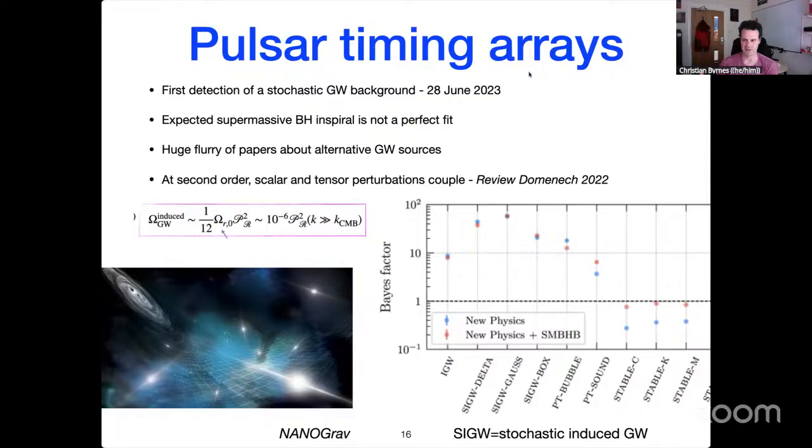The astrophysical expected signature is supermassive black hole binary inspirals, not seeing the final merger, but seeing supermassive black holes inspiraling around each other from all over space and at a variety of redshifts. However, this is not a perfect fit, and there's been a huge flurry of papers, especially in 2023, looking at alternative sources. One of the most popular being so-called scalar-induced gravitational waves.